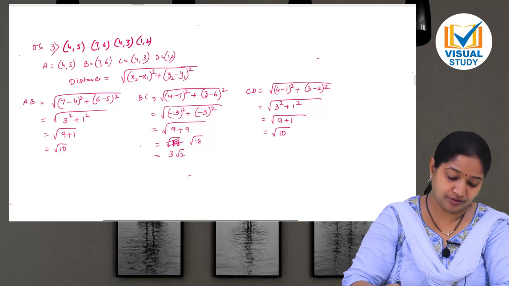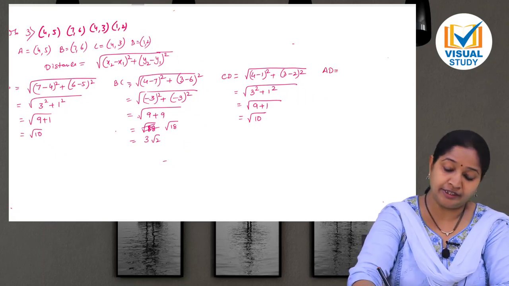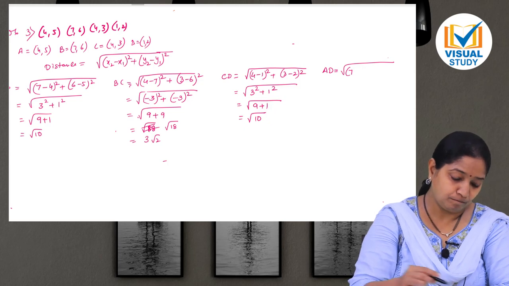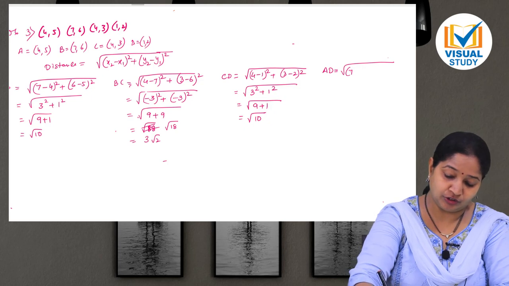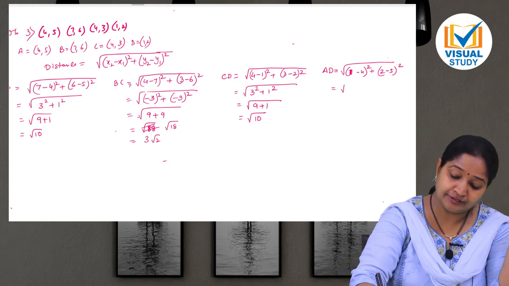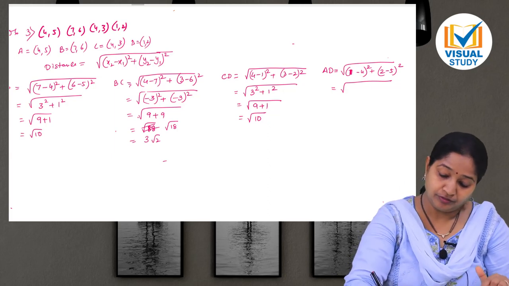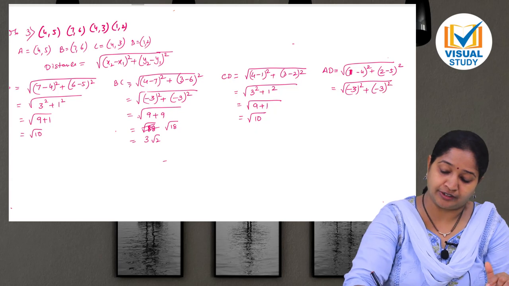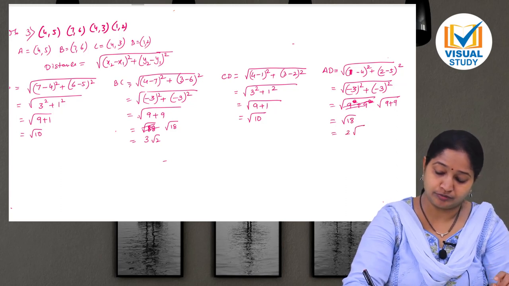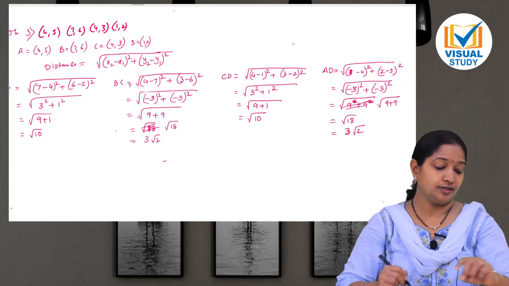Okay. Now what is your AD? AD is, sorry, it is 1 minus 4 whole square plus 2 minus 5 whole square. You get minus 3 whole square plus minus 3 whole square, that is 9 plus 9, and that is root 18. Root 18 is 3 root 2.